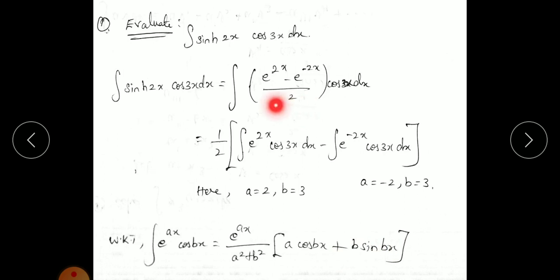For the first term we are going to apply a equal to 2 and b equal to 3, and we will get one term. Likewise, minus into, for the second term we are going to apply a equal to minus 2 and b equal to 3, using this exponential formula.